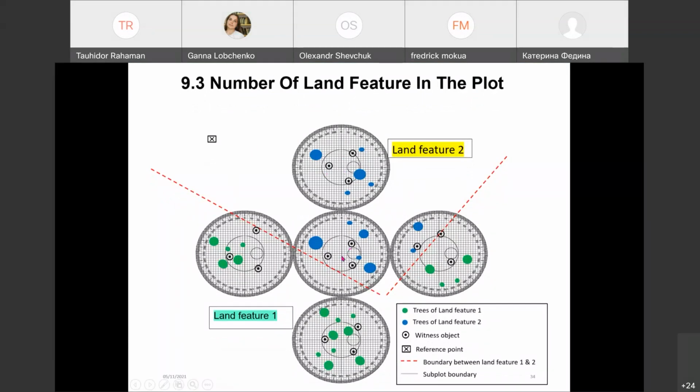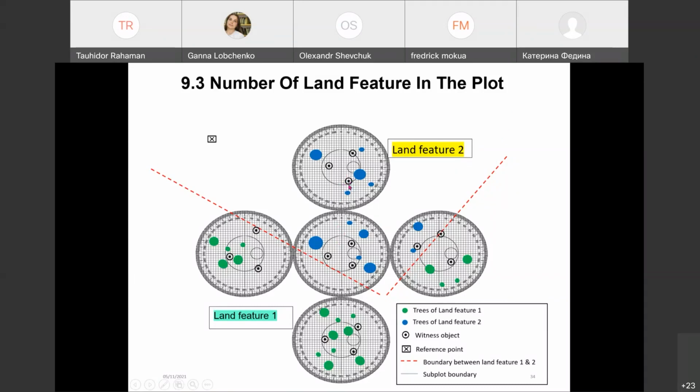From the subplot center, we take the bearing and distance of the edge line of different land features. Then we put them into this form and we get this red line. From this red line, we are able to calculate very precisely what percentage belongs to which land feature. Later on, it really helps us for the calculation.